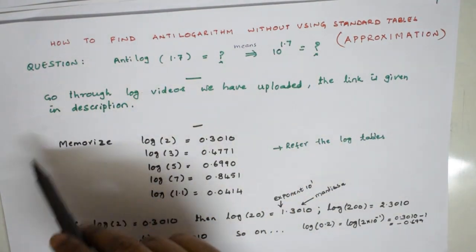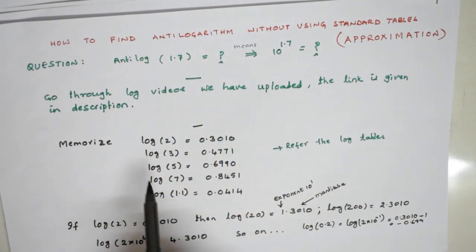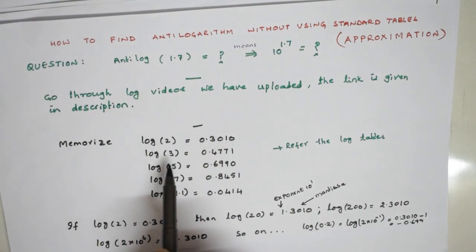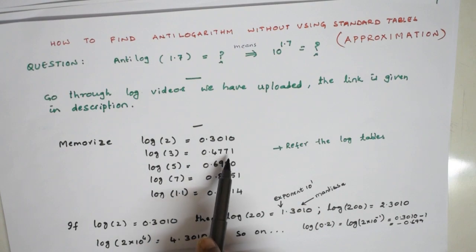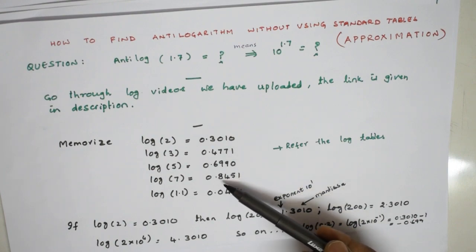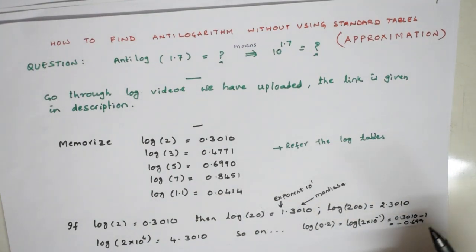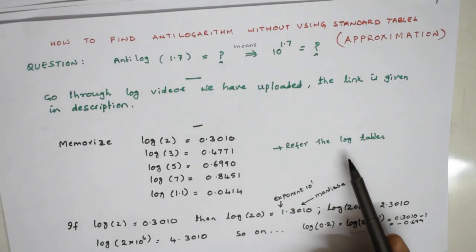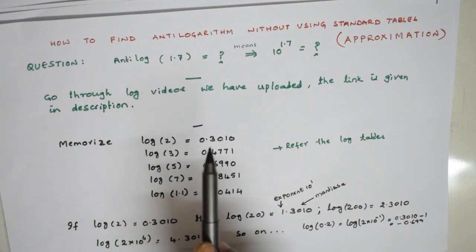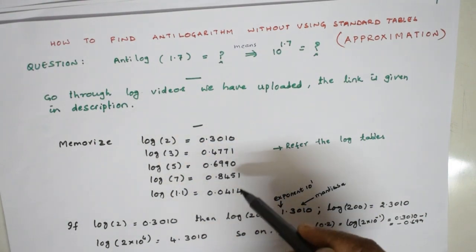In the previous video, the log table video, please go through that. There I have given you the values of log 2, which is equal to 0.3010, log 3 equal to 0.4771, log 5 value is 0.6990, log 7 is 0.8451, and log 1.1 is 0.0414. You can also refer to the log tables because these are the standard values. But I expect you to watch the earlier videos and then come back to this. Now you need to memorize all these values.